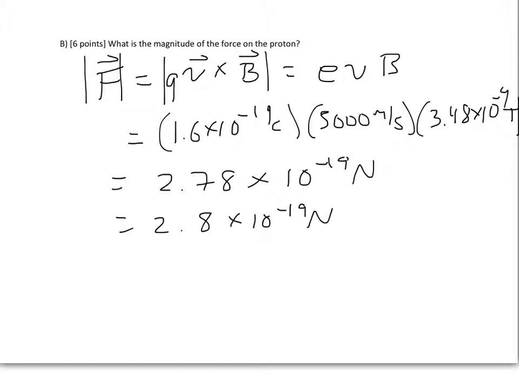You can also use the formula F equals mv squared over r, where you have to use the mass of the proton, and then you can use the radius and the speed given to get this formula also. This is the formula for the centripetal force. It also gives the correct answer.